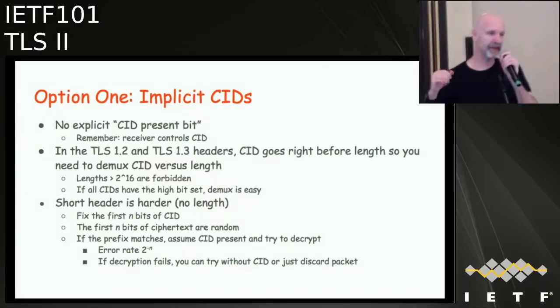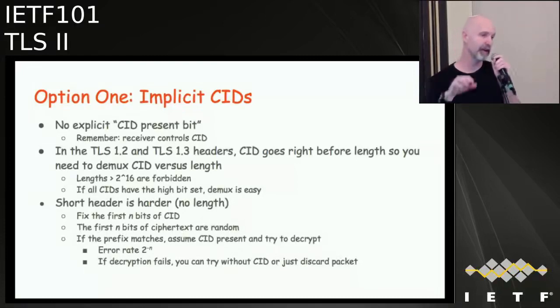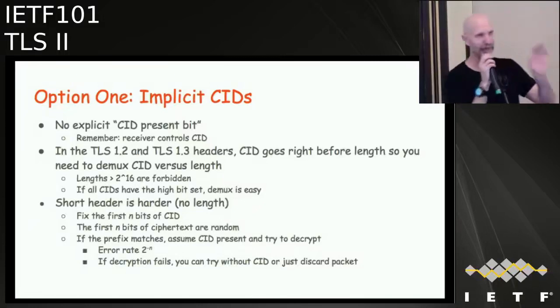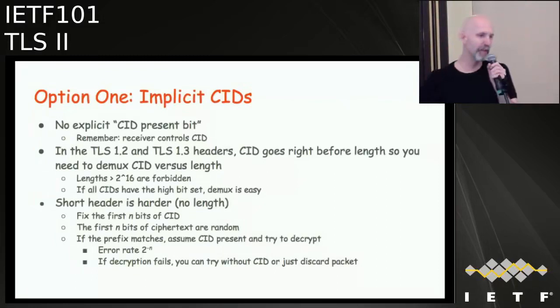regardless, in the current headers, the connection ID goes right in the long header. In DTLS 1.3 and the TLS 1.2 header, the CID goes right before the length. So all you need to do is determine whether the next byte is length or CID. Because lengths greater than 2^14 are forbidden, if you just set the high bit in the CID, then you can look at that and know whether it's the length or a CID. Now maybe you have middlebox problems, maybe you don't. That's your problem. But regardless, you'll be able to demux. So that's unambiguous and very straightforward.